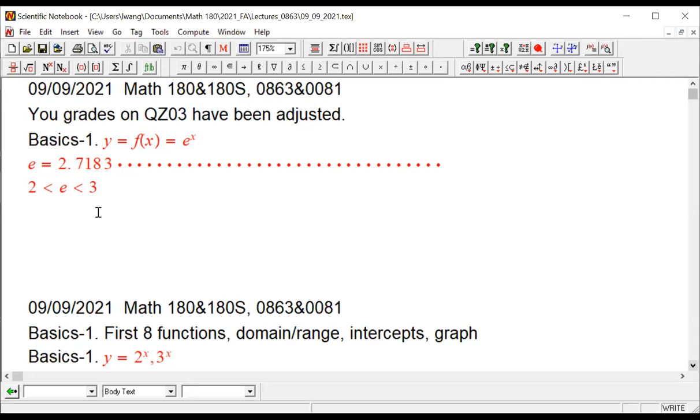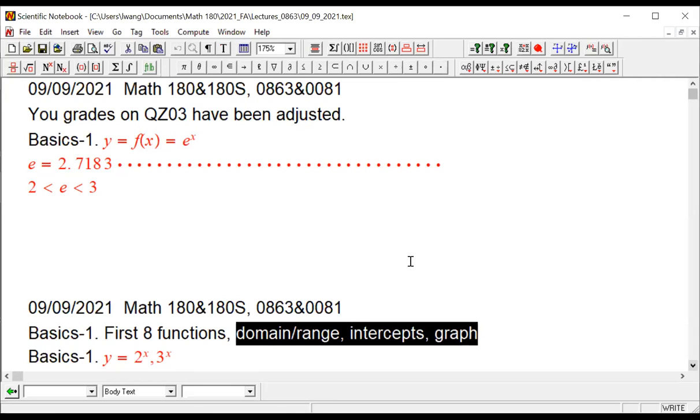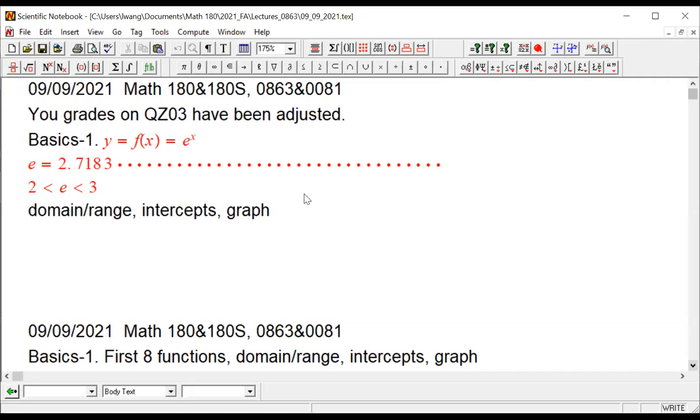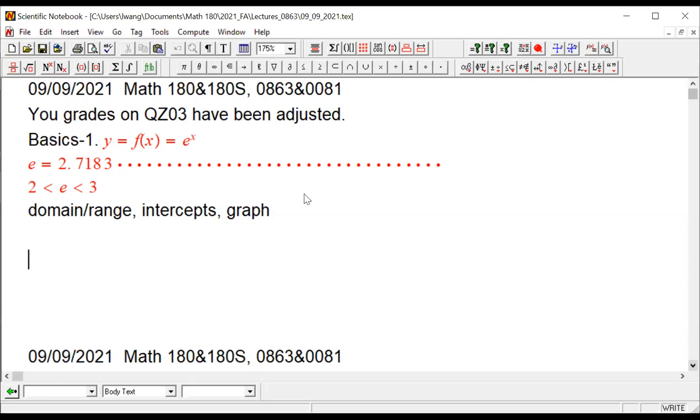So what do we want to study? Of course, we study domain, range, and graph. Domain, range, graph. Okay, so what will be the domain?